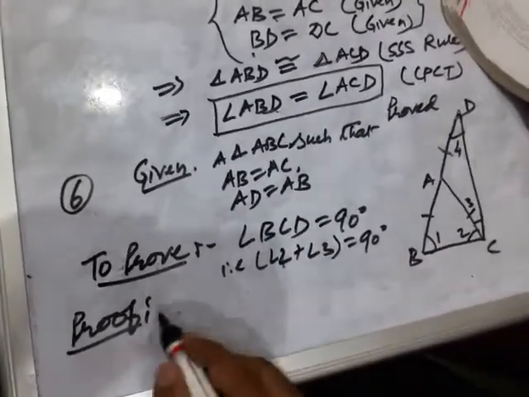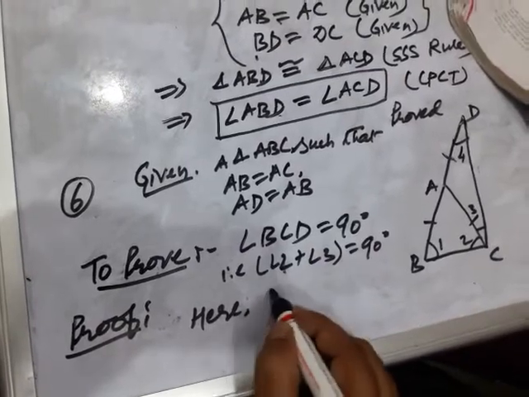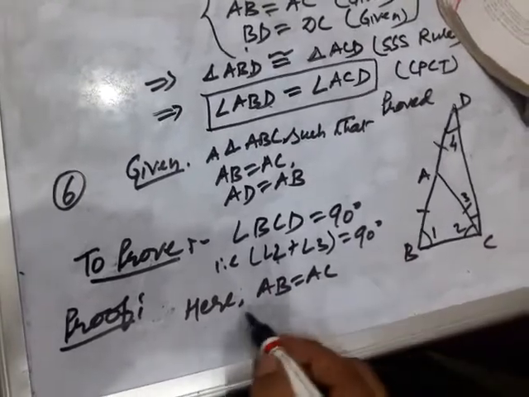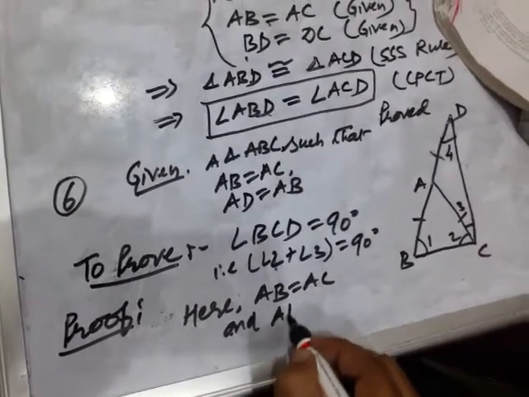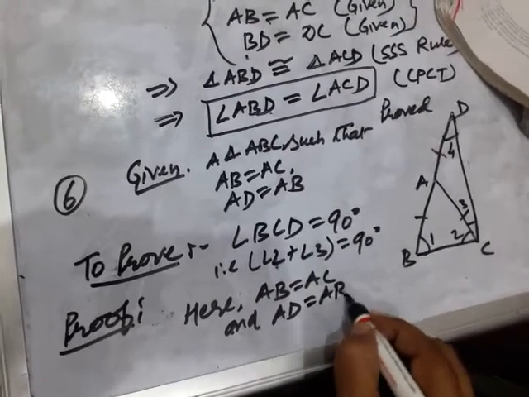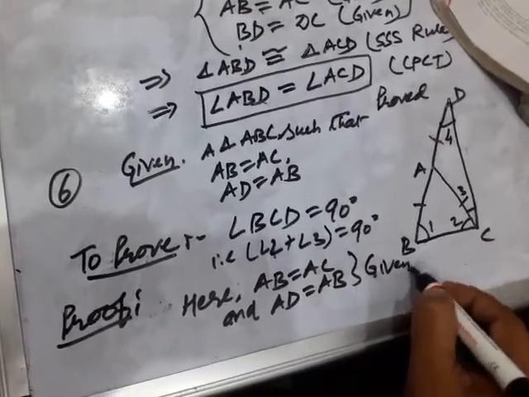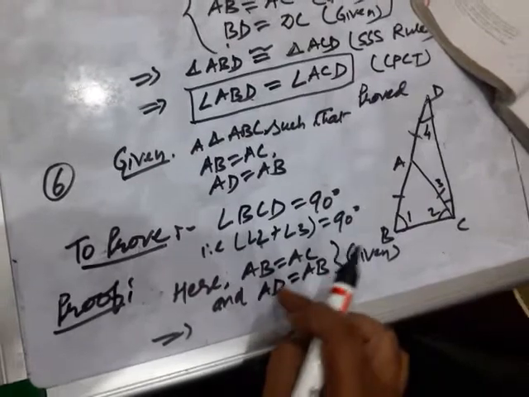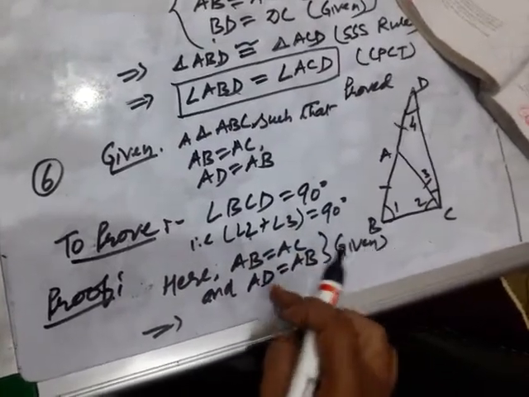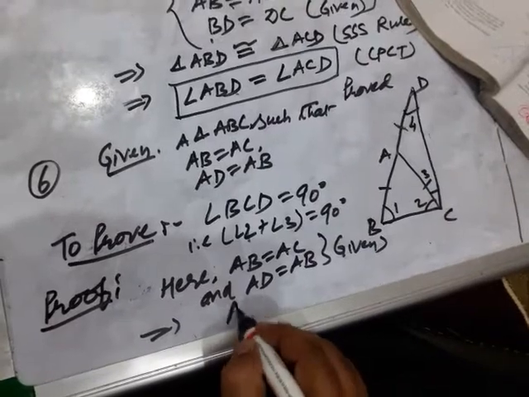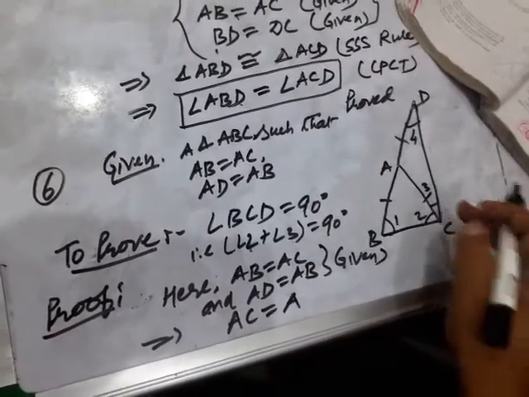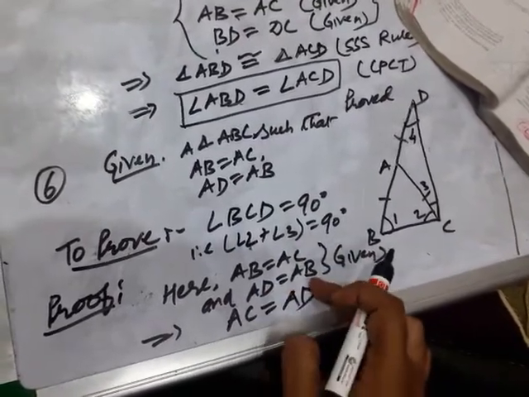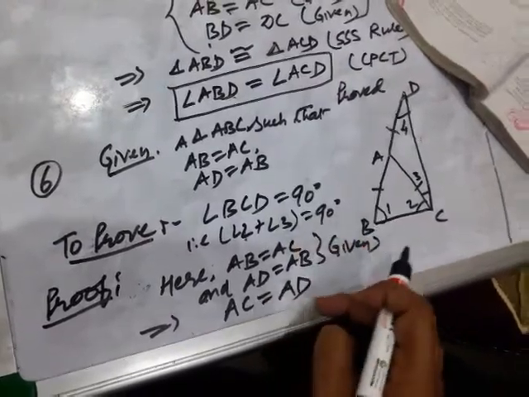Okay children, now here AB equal to AC, and AD equal to AB, both are given. This implies that AB equal to AC and AB equal to AD, so AC equal to AD.